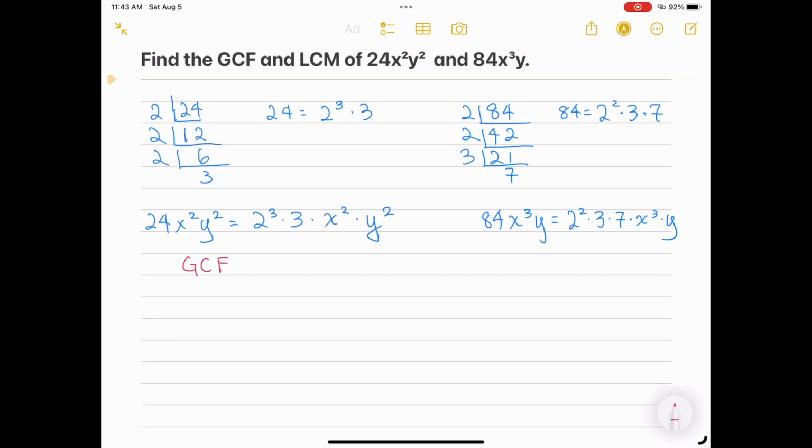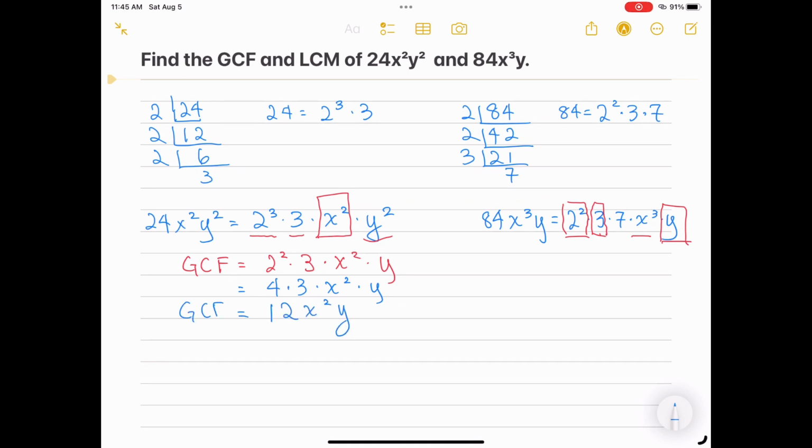The greatest common factor of 24x squared y squared and 84x cubed y is the lowest power of each factor that occurs in all the factorizations, and the product of these lowest powers is the GCF. So that would be 2 squared times 3 times x squared times y. We simplify that. 2 squared times 3 is 4 times 3, which is 12 times x squared y.